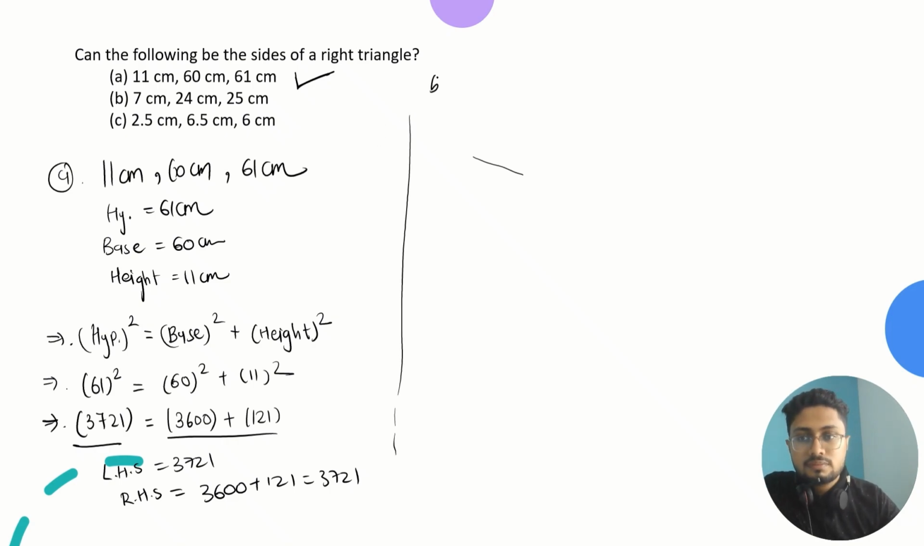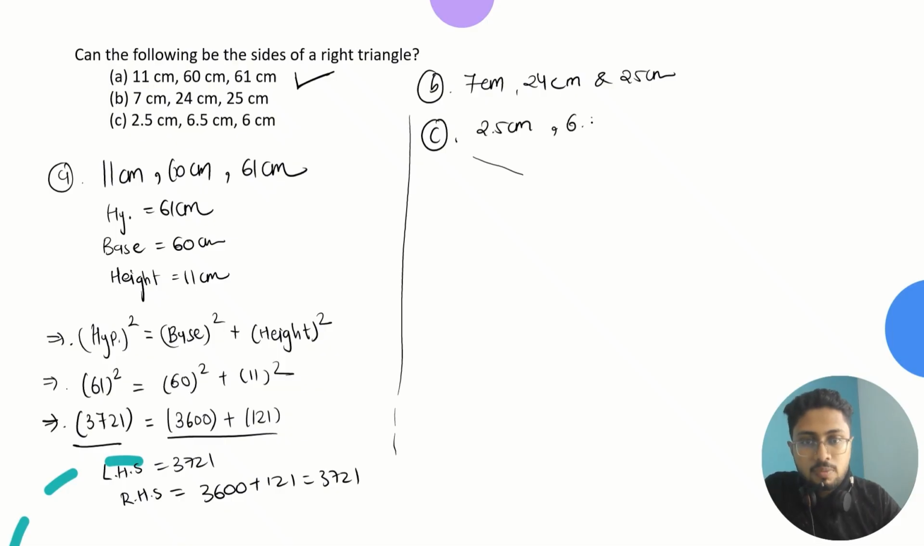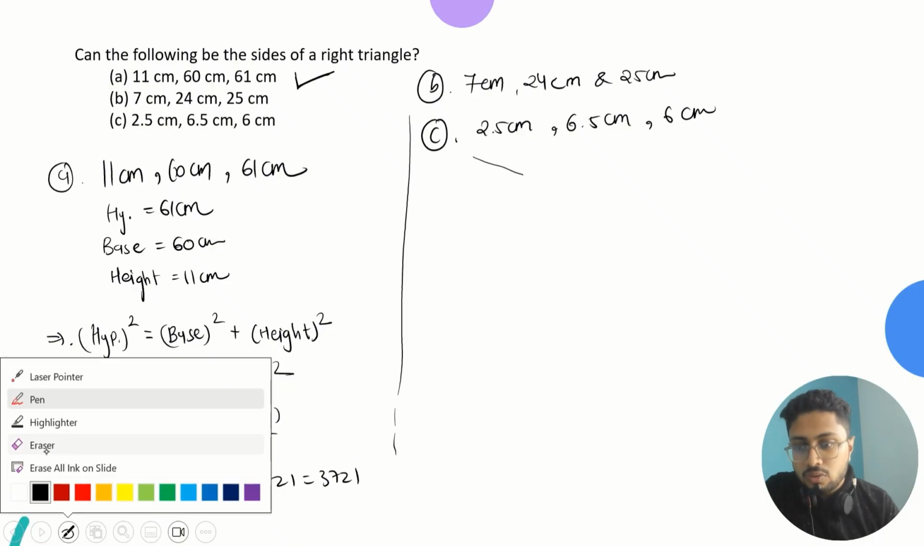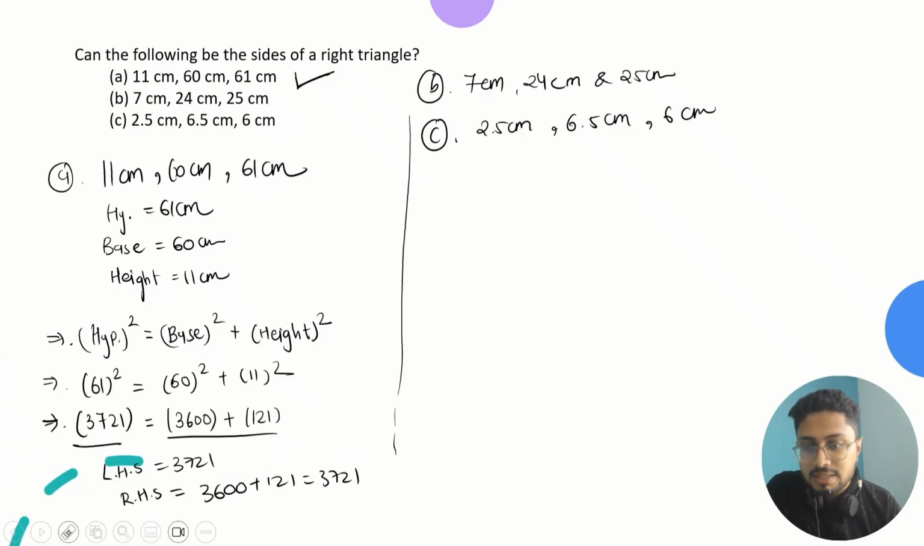Second one, 7 centimeter, 24 centimeter, and 25 centimeter. Okay, before the second one, let's see 2.5 centimeter, 6.5 centimeter, 6 centimeter. The second one I will keep as homework, and the last one is of decimals. So that one I will do, and you do the homework on your own.